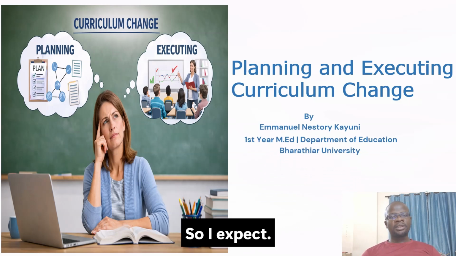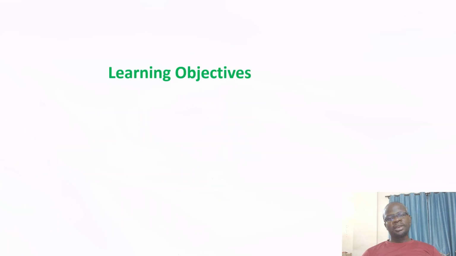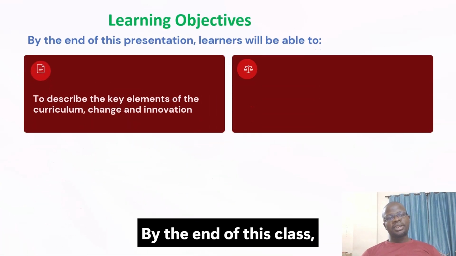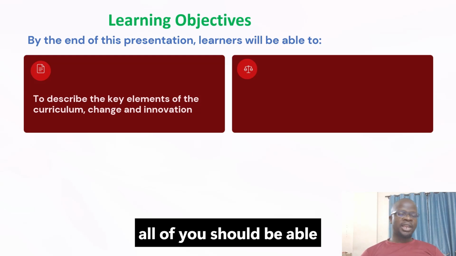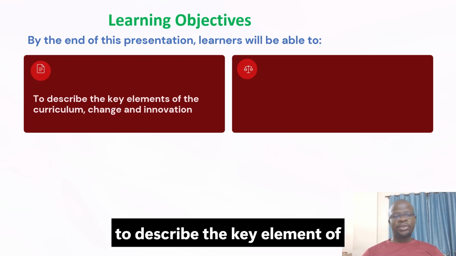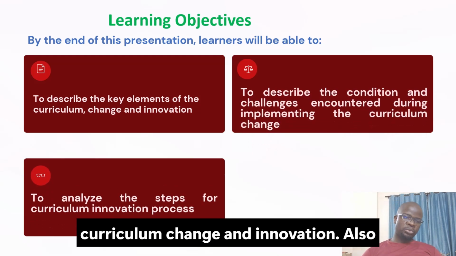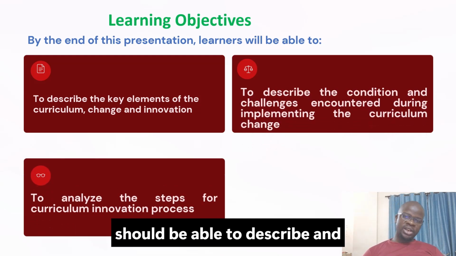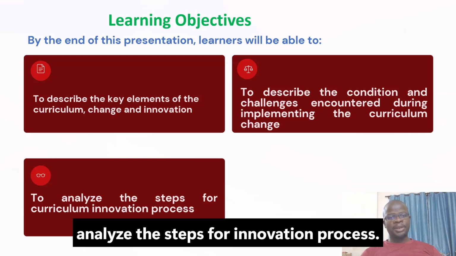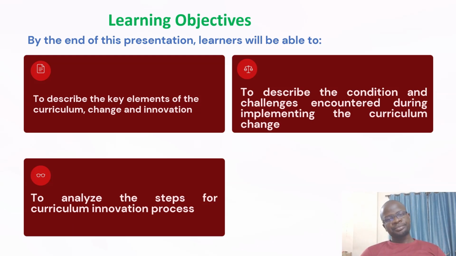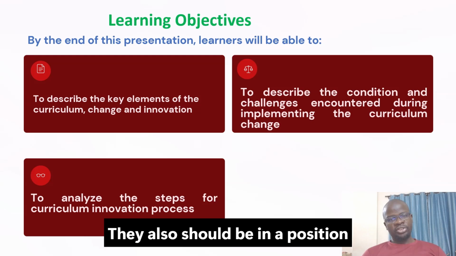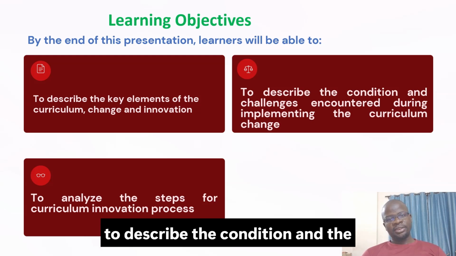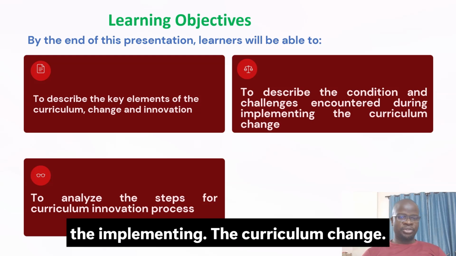So I expect by the end of this class, all of you should be able to describe the key elements of curriculum change and innovation. Also, you should be able to describe and analyze the steps for the innovation process. And you should also be in a position to describe the conditions and the challenges encountered during implementing the curriculum change.